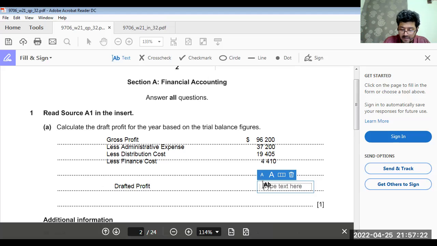My calculator is not working properly today. This calculator is creating trouble today. 96,200 minus 37,200 minus 19,405 minus 4,410. 35,185 is your drafted profit. 35,185 is your drafted profit. Get it, my point clear?